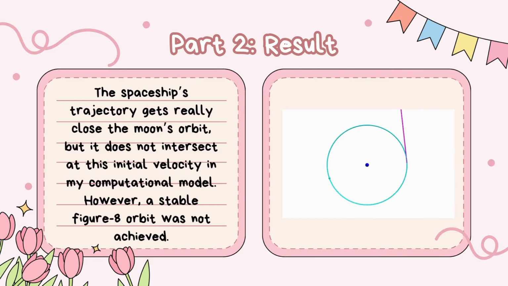For my result for part 2, the spaceship's trajectory gets really close to the moon's orbit, but it does not intersect at this initial velocity in my computational model. However, I was not able to achieve a stable figure-8 orbit for part 2.